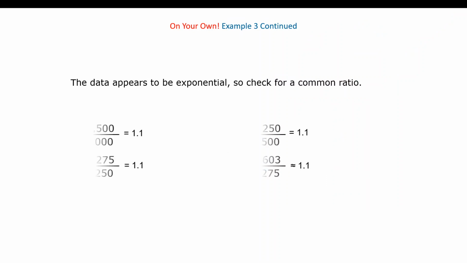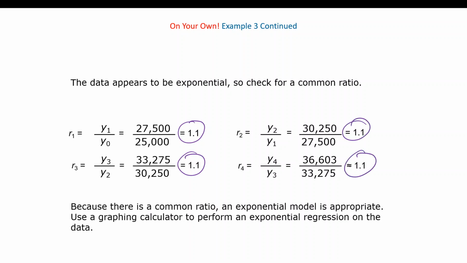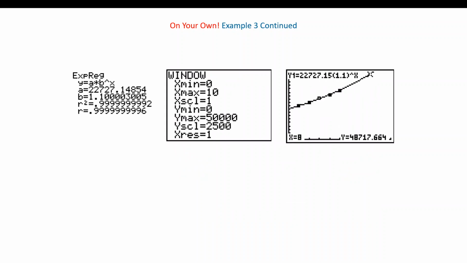And so when I do that, I see, yes, there is actually a common ratio. It's 1.1. All right, so now that I have that information, because there is a common ratio, an exponential model is appropriate, using a graphing calculator to perform an exponential regression on the data. All right, and so once I put it into my calculator, I can see that the exponential formula is right here. Here's my equation.